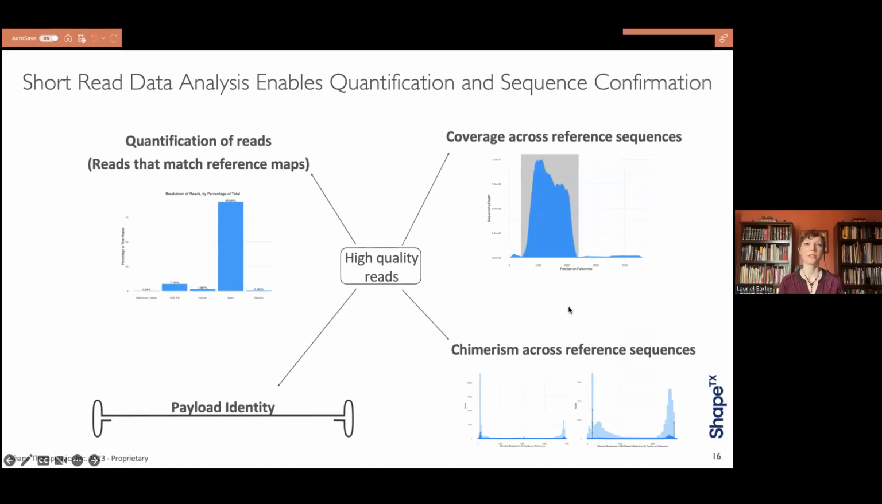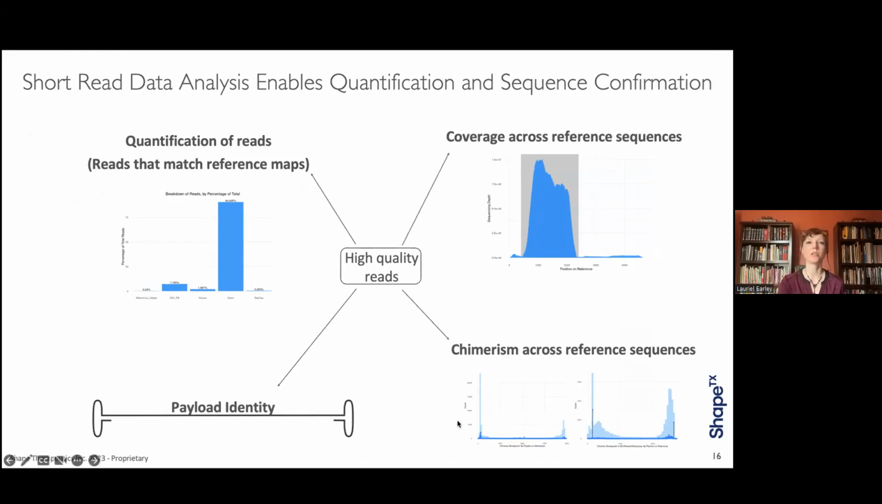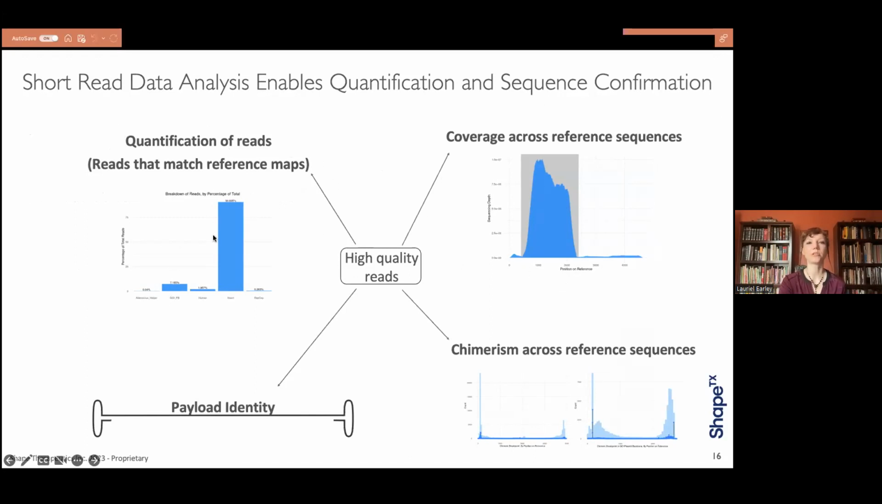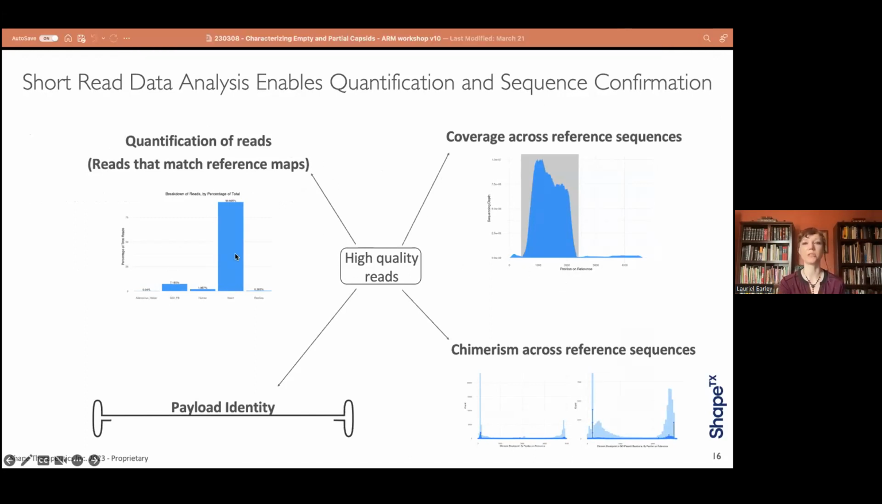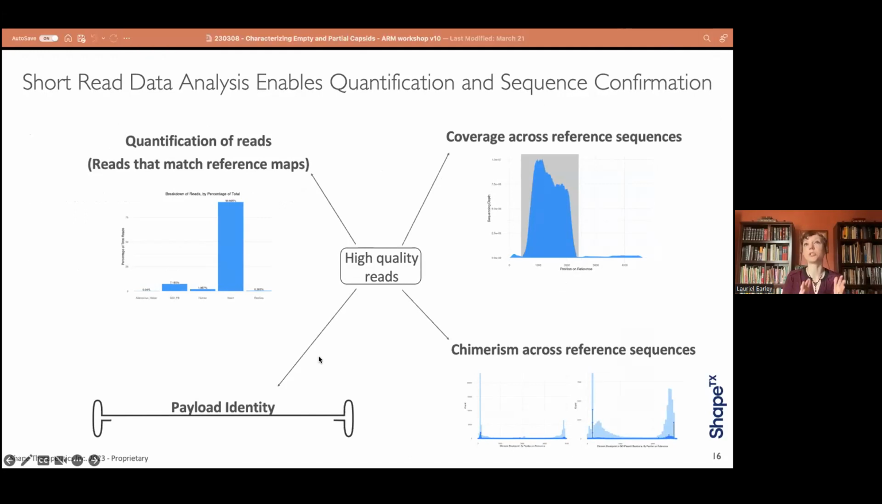So when looking at our short read sequencing, we're really looking at that quantification of genomic species and also sequence fidelity. The way we look at this is looking at high quality reads and then looking at coverage across our reference maps, quantification of reads as they match to different reference maps or genes, the payload identity, and then we can even look at chimerism across reference sequences, which could then be compared to what you see in your long read sequencing.